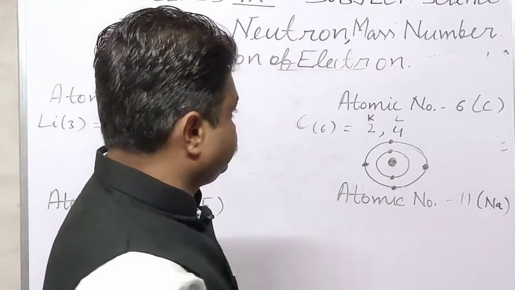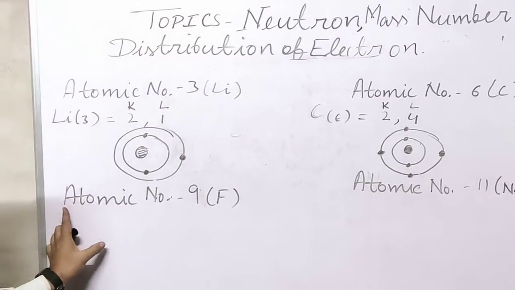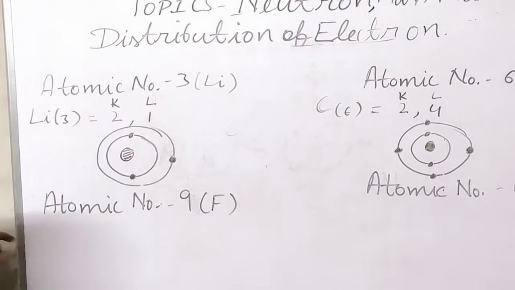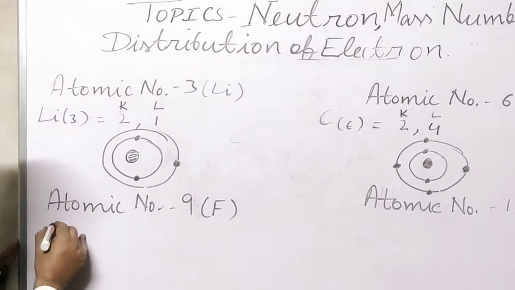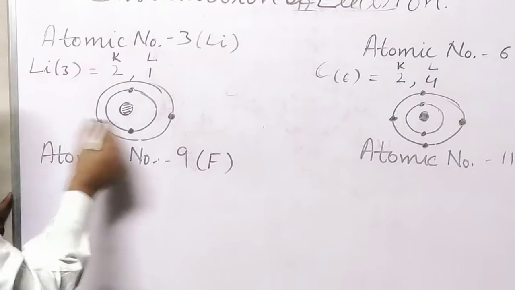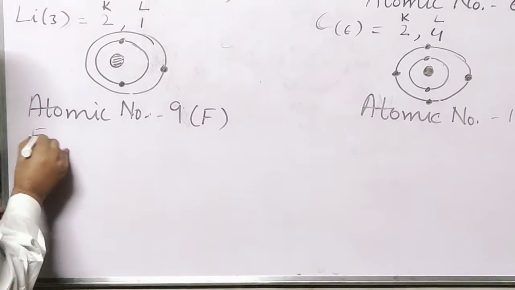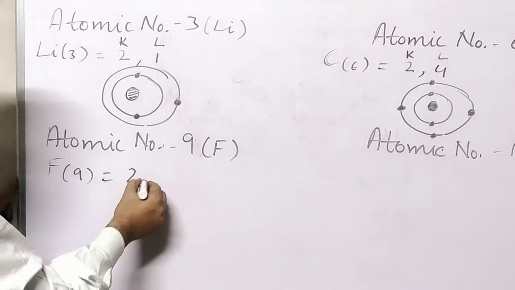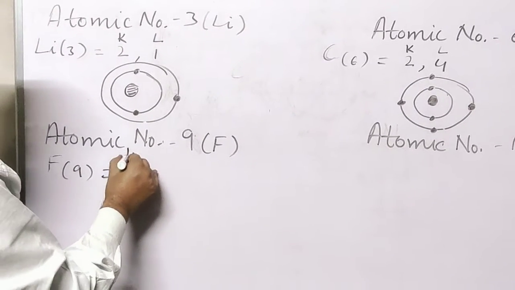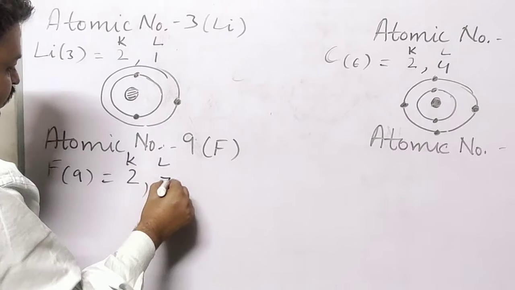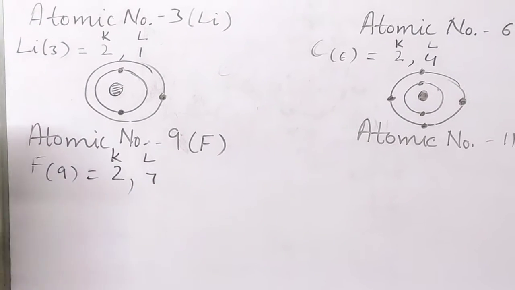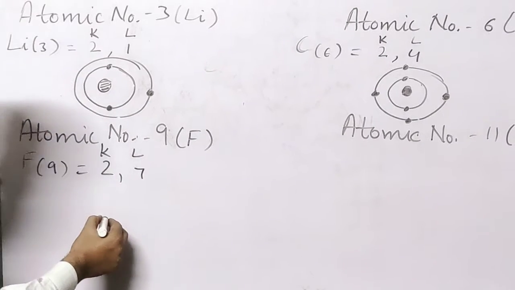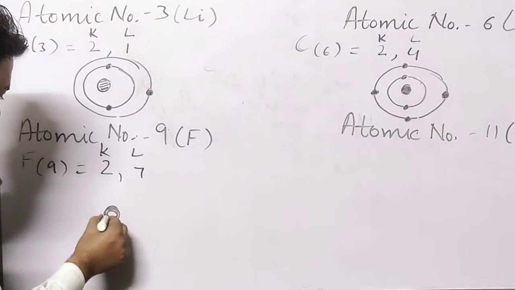Next is the atomic number 9. Now in this, again we will write the electronic configuration of this. Fluorine 9, and in the K shell there are 2 electrons, and in the L shell there are 7 electrons. There are 7 electrons, student. Now we will make the nucleus.